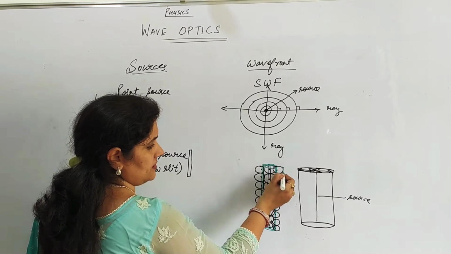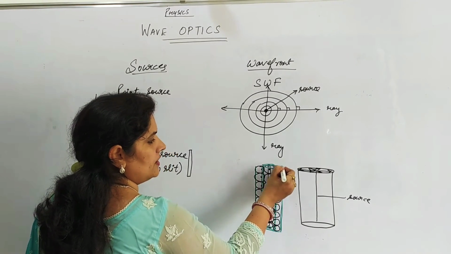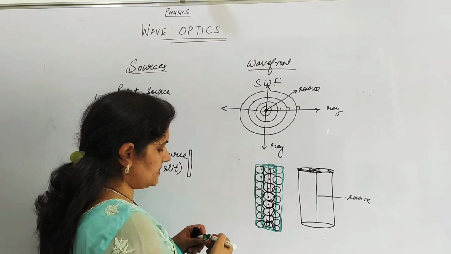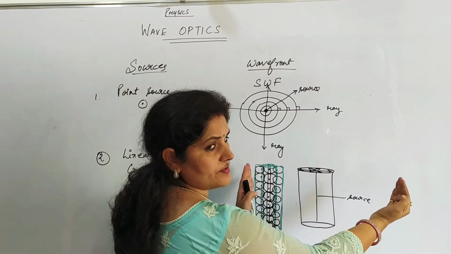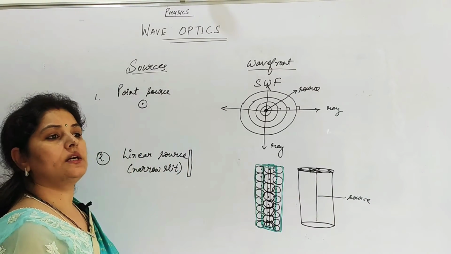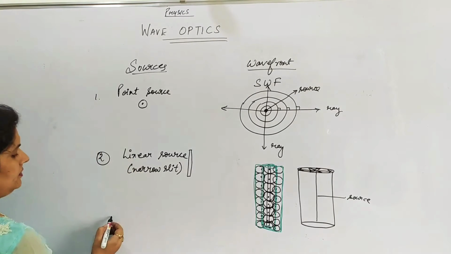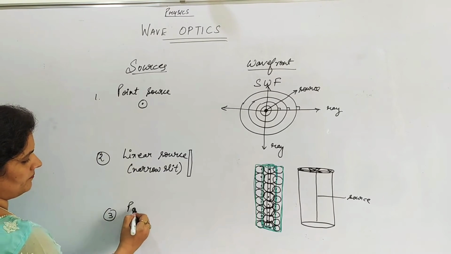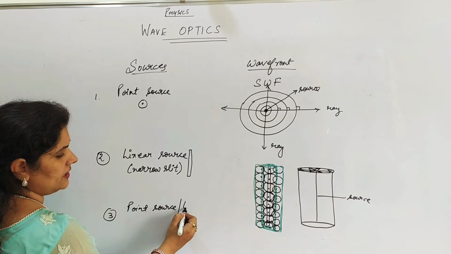Next wavefront, you can say this is the common tangent, this is the common tangent, again this is the shape of the cylinder. So that is how the wavefront moves in a source where there is a linear source of light, right? Now third is a point source or a linear source.